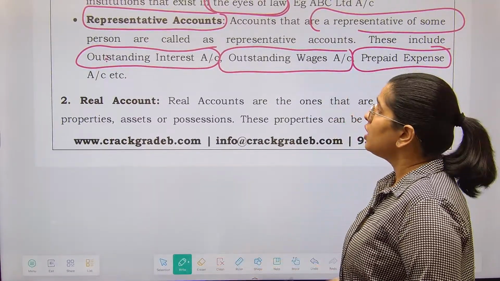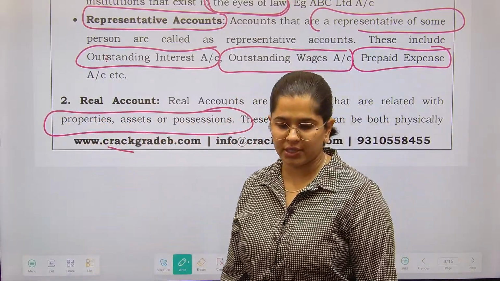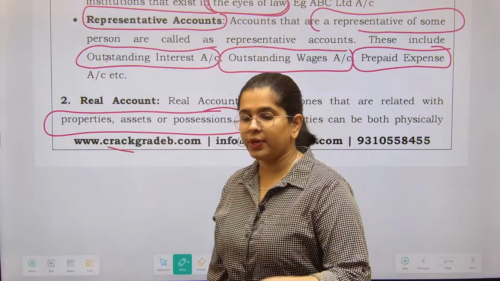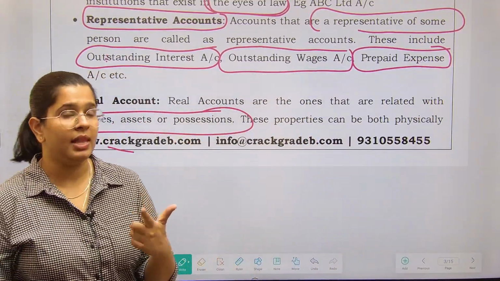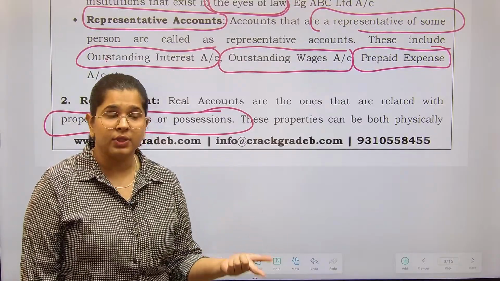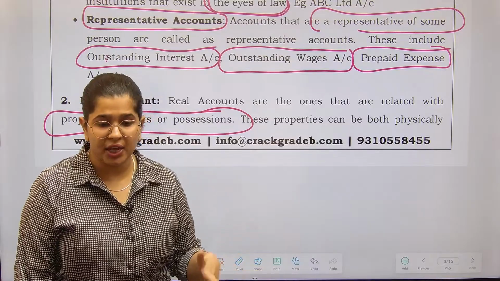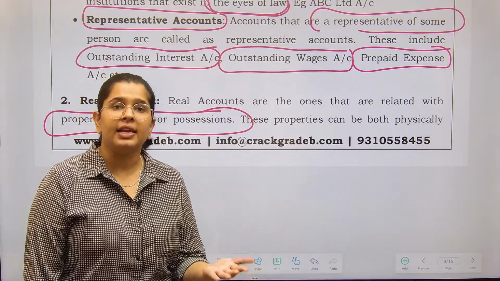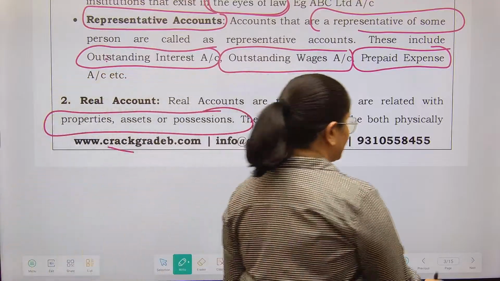What is a real account? So real account represents the properties, assets or possessions, right? Now over here you can see two bifurcation. One is tangible, the another one is intangible. Tangible जिसको मैं छू सकती हूँ, the thing which I can touch, I can feel, right? And intangible is something which I cannot touch, I cannot feel. So these are the two kinds of assets that you can see, two kinds of properties that you can see.